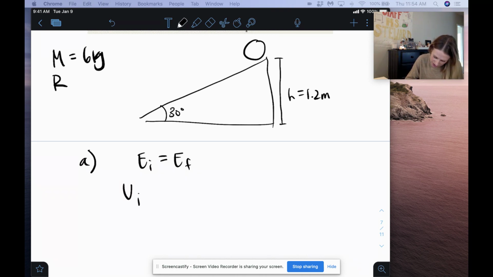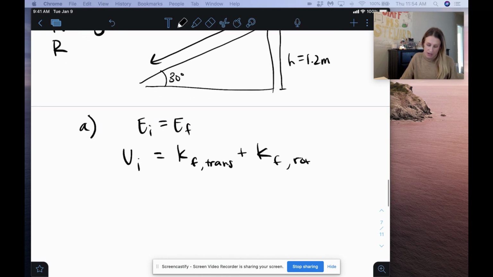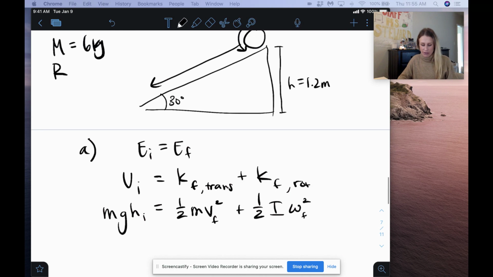So we have potential energy initial equals, and then as this goes down, it not only translates, but also rotates as it's going down the ramp. So that's going to turn into both kinetic energy final translational plus kinetic energy final rotational. So what we get here when we plug in our equations is mass times acceleration of gravity times height initial equals 1/2 mass times velocity final squared, plus 1/2 our rotational inertia times angular velocity squared, and this is angular velocity final, of course.